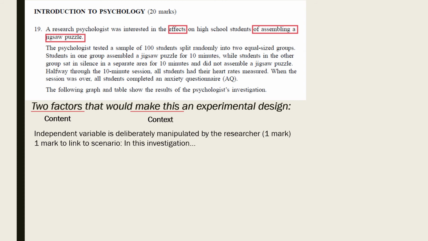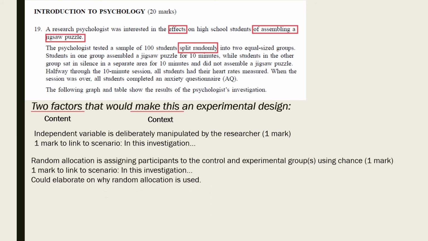The second factor we could discuss is the use of random allocation, because we're told that this sample of 100 students was split randomly. Again, we'll start with our content. Random allocation is assigning participants to the control and experimental groups using chance. In this investigation, the sample of 100 students were split randomly into 2 equal-sized groups.